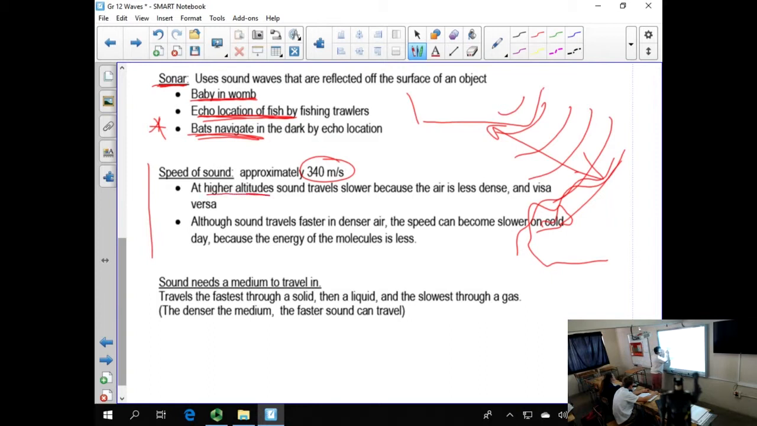At higher altitudes, what happens to the air? It becomes less dense. So what's going to happen to the speed of sound? It's slower. All right? So at higher altitudes, it will travel slower because the air is less dense. Remember, the sound is transferred when one particle bumps onto another. So if it's less dense, the particles are further away. It's harder to transfer the vibration. Then it can't transmit the sound. Then the sound dissipates and it's lost.